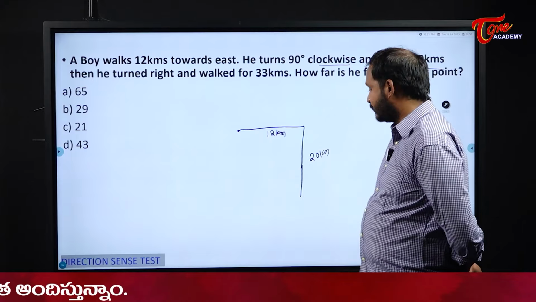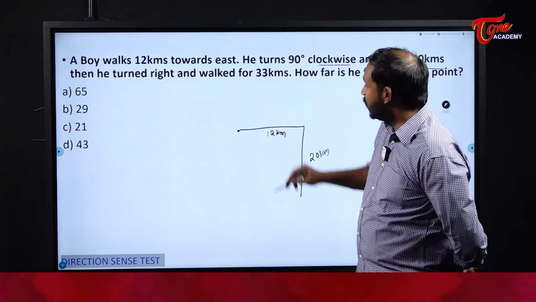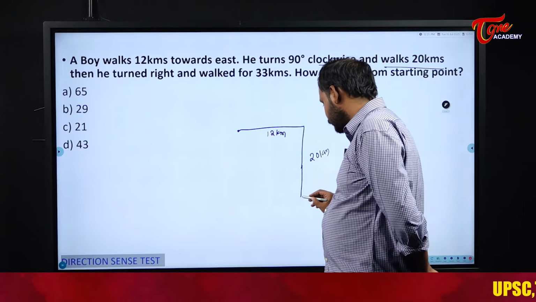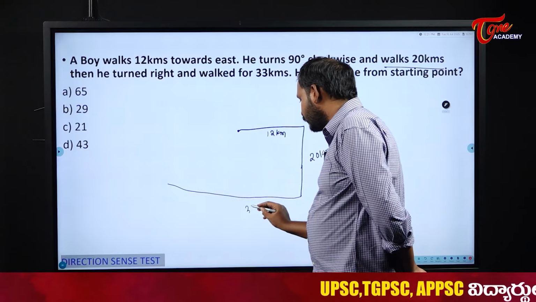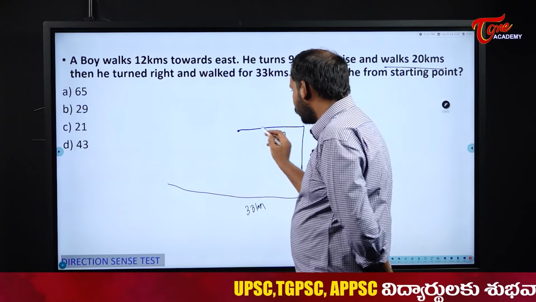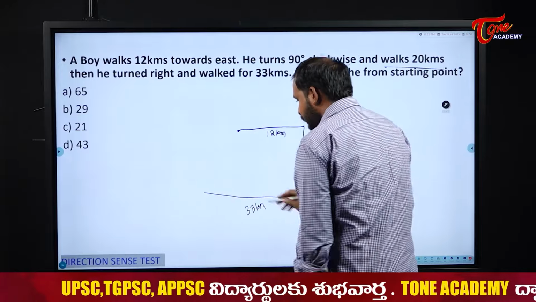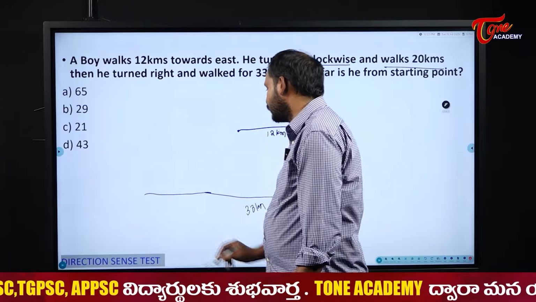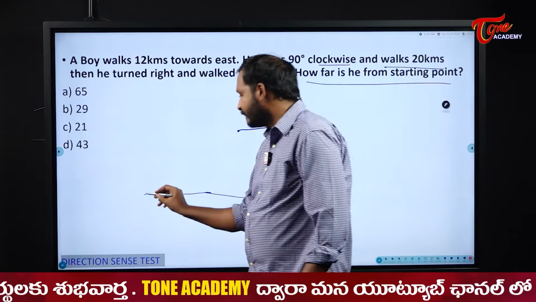Then he turned right. Now person who is walking in downward direction and turning right means what? And walked 33 kilometers. Now please see here, students, he walked what? 33 kilometers. Make sure that you draw a line lengthier than this 12. Why? Because now this is what? 33 kilometers. Okay. How far is he from the starting point?